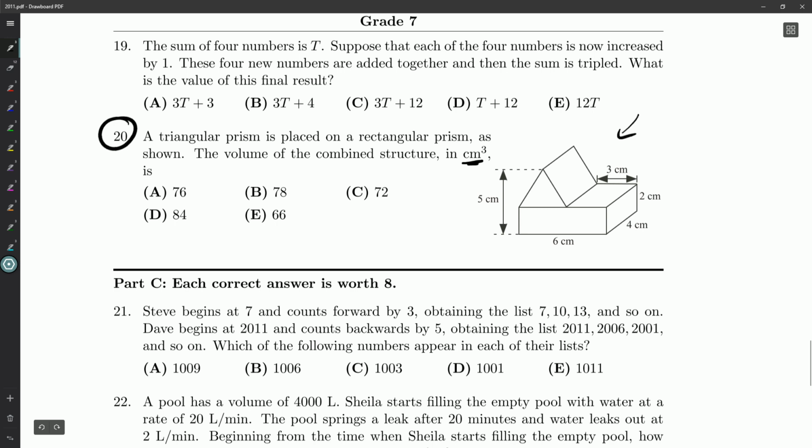Alright, so we have a lot of dimensions. We know the total height here is 5, and then we've got 6, 4, 2. So I know the dimensions of the prism. All we're going to do is figure out the volume of the triangular prism and then the volume of the rectangular prism and add them up. Okay, so I'm going to draw a copy of the picture.